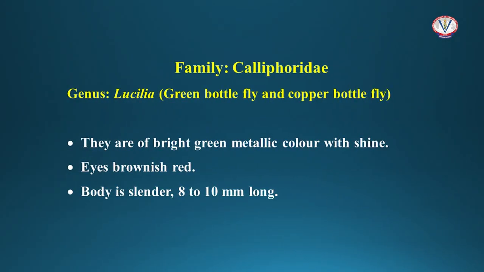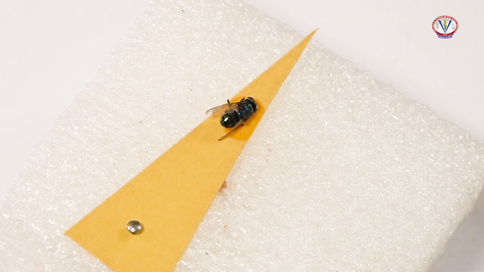Family Calliphoridae. Genus Lucilia. The green bottle fly, or the copper bottle fly. They are of bright green metallic color with a sheen. Eyes are brownish red. The body is cylindrical, around a centimeter long.